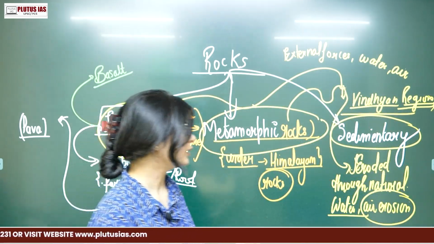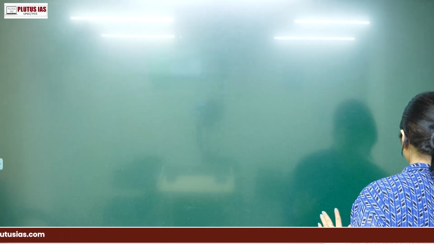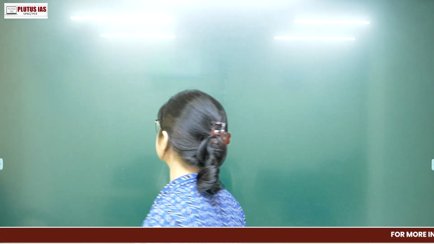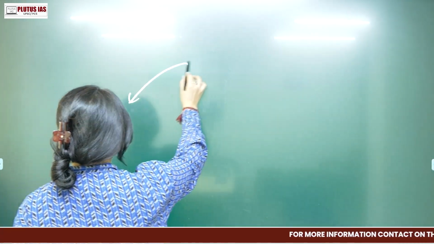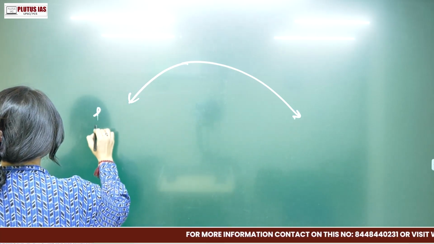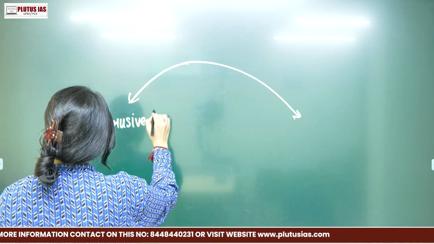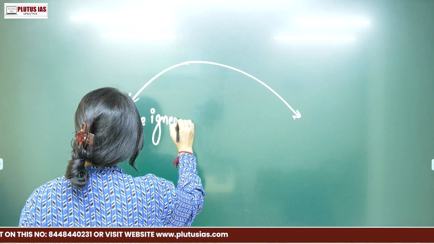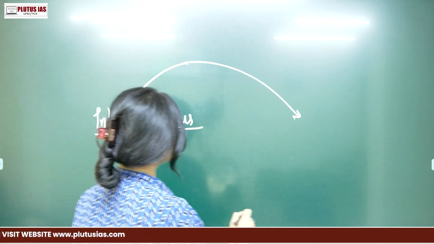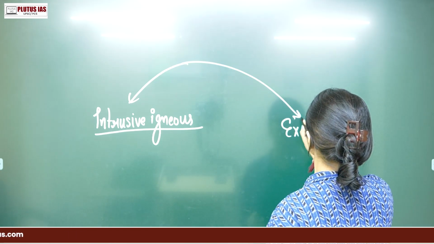So this is how the different layers have been divided, and also the rocks have been divided in this form. Now the next part in the NCERT is talking about the extrusive and intrusive rocks. Intrusive igneous and extrusive igneous.